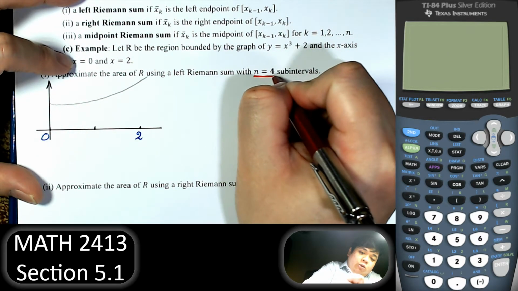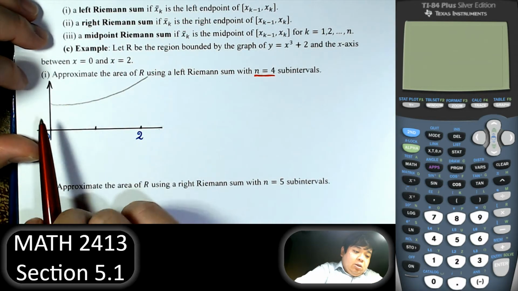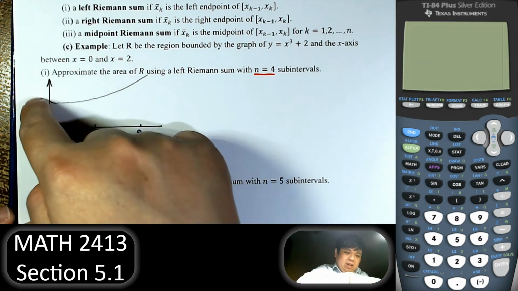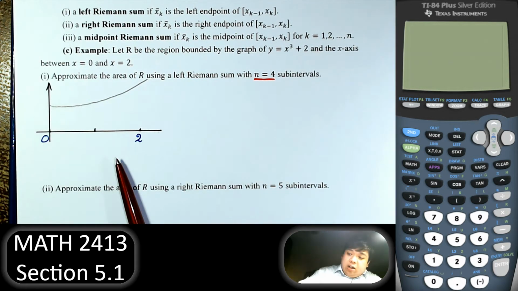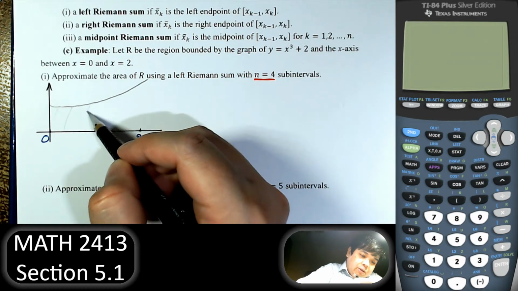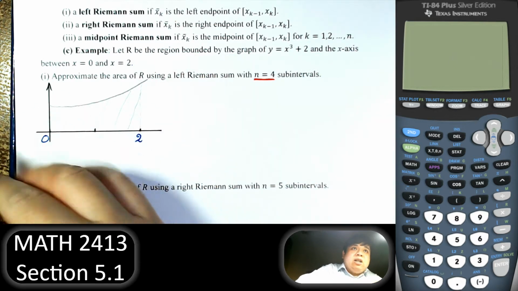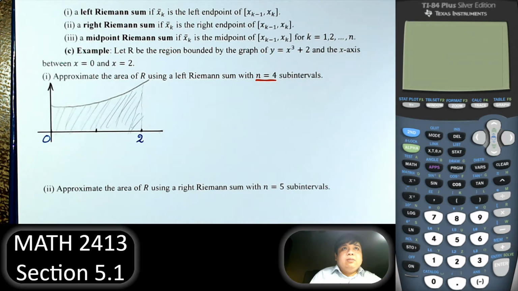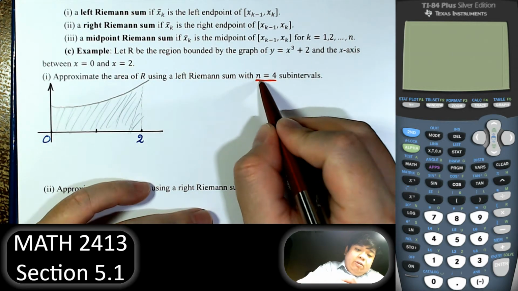Now, if n is equal to 4, we have the function. Like I said, this is not exactly x cubed plus 2, but just get the idea of some positive function. Now we approximate the area under the curve. So estimate this area, from 0 to 2. Of course, this will be difficult since this is a curve. So to estimate that, we use 4 subintervals.